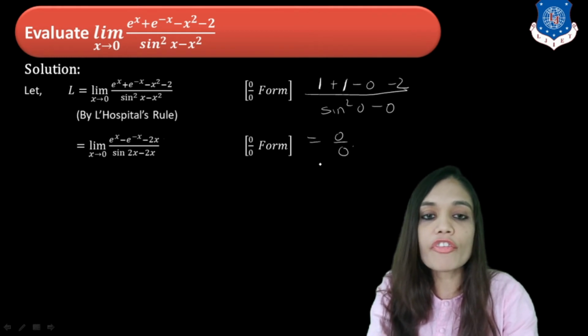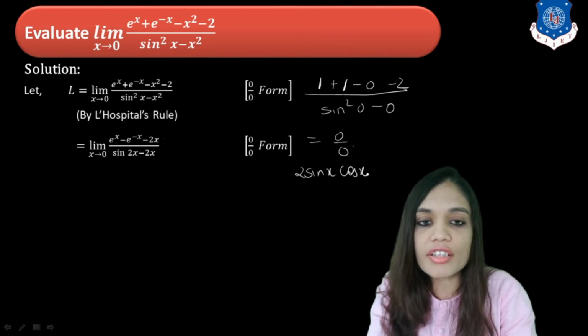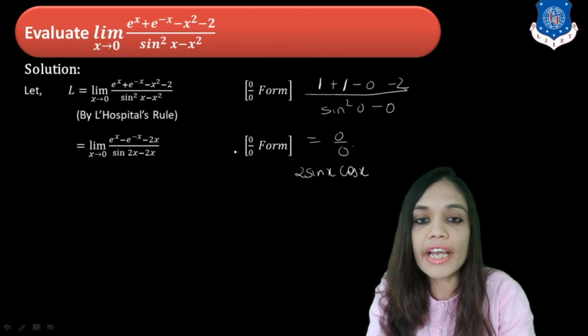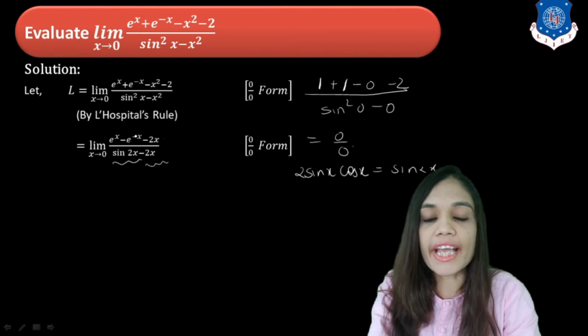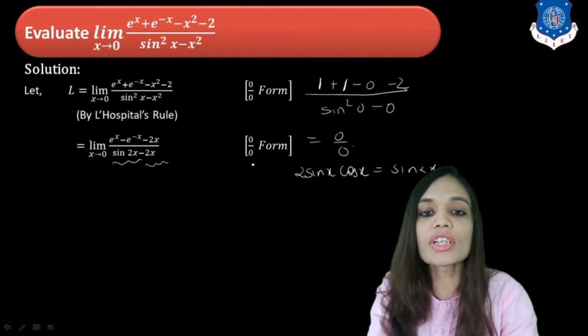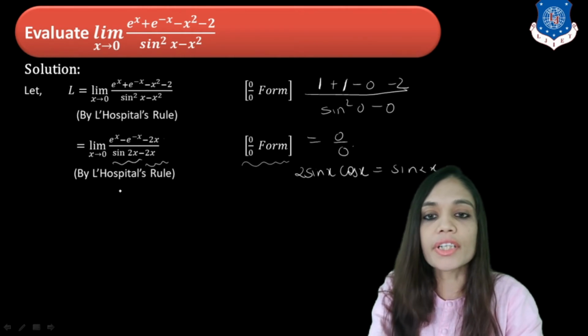Now derivative of sin square x, so it will be 2 sin x, and applying chain rule into cos x. So finally what you will get is equal to sin 2x. So sin 2x, and derivative of x square will be equal to 2x. Now again put the limit x is equal to 0. So again you will get answer as 0 by 0 form. So apply the L'Hopital's rule.